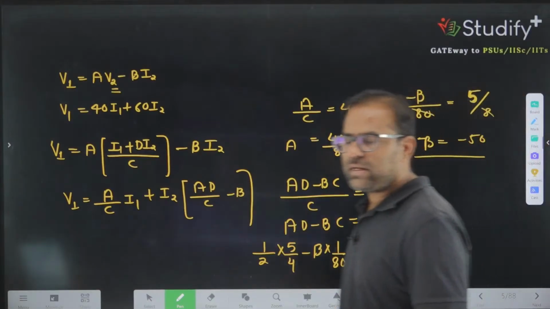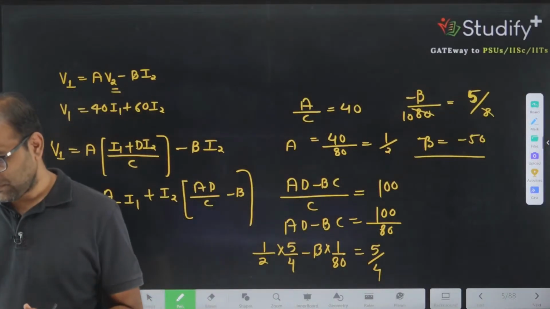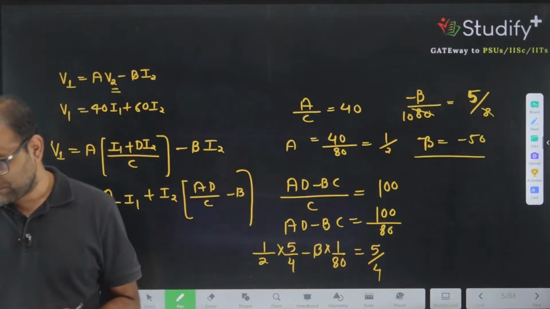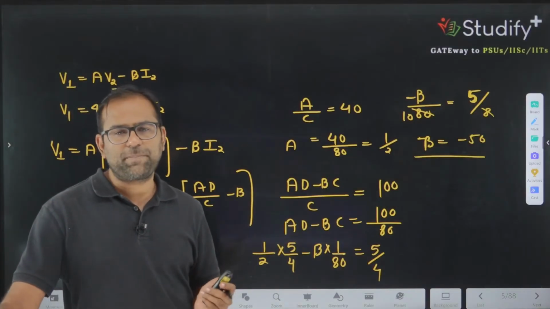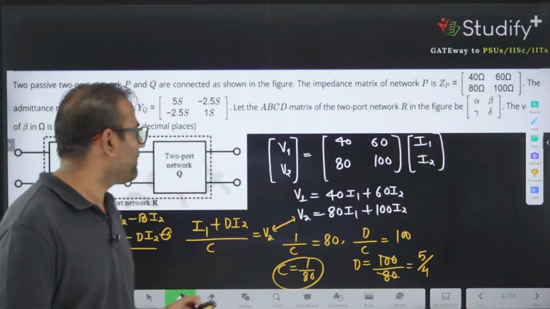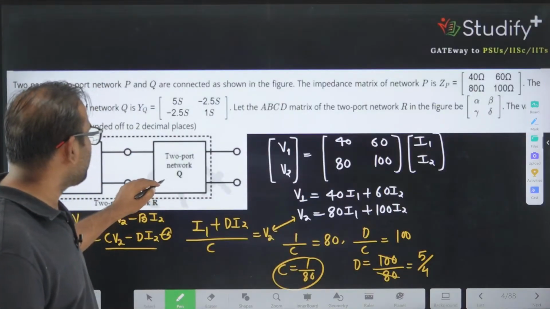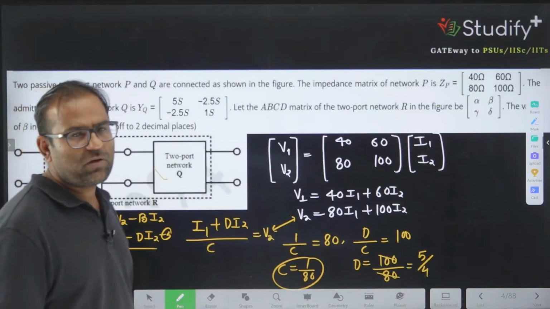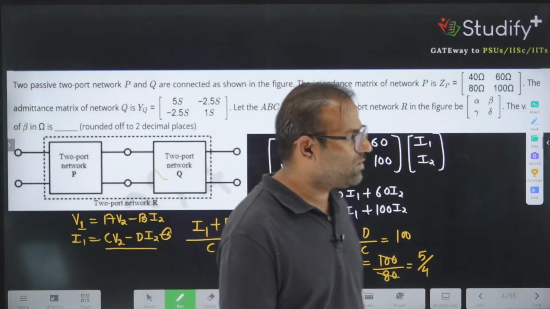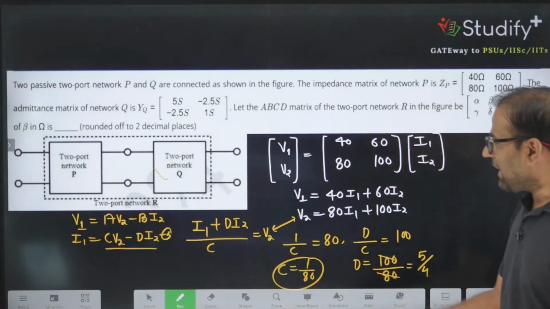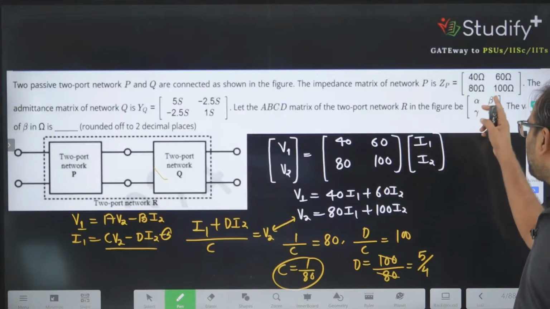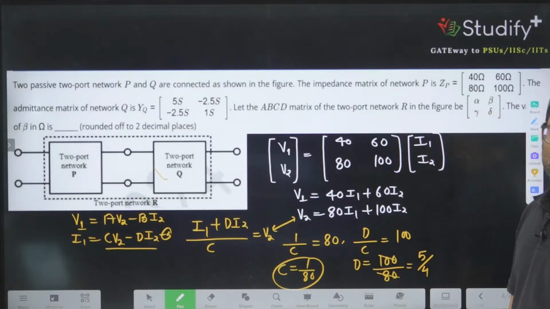So this is how you can convert your Z parameter into which parameter? ABCD parameter. Next parameter is given as Y parameter. You can convert Y parameter also in ABCD parameter. So when you get ABCD parameter, just multiply, only one term is required and that term is known as beta.